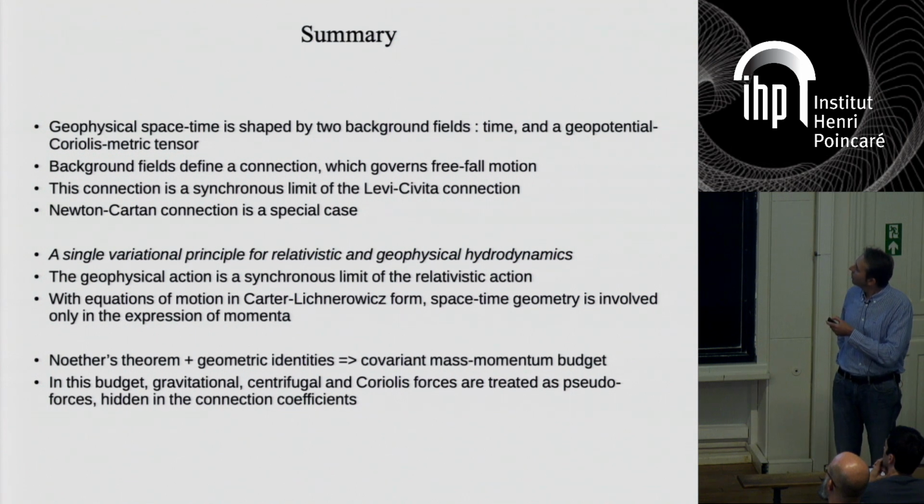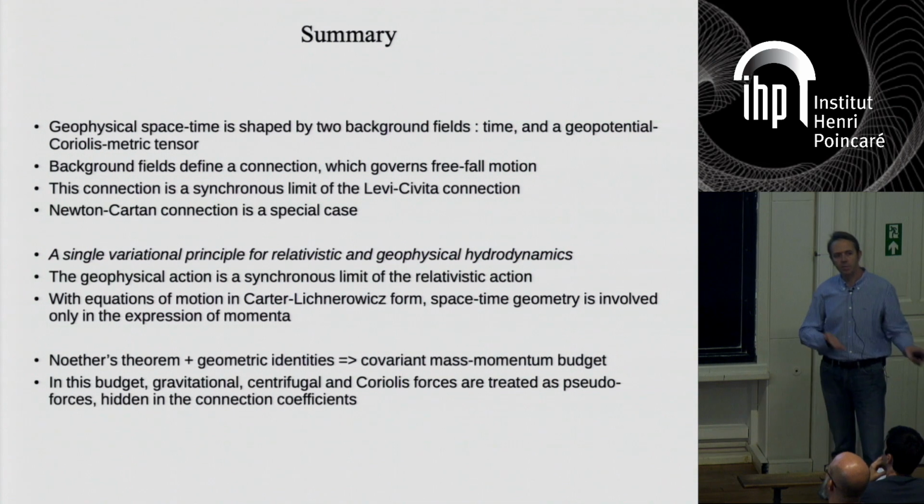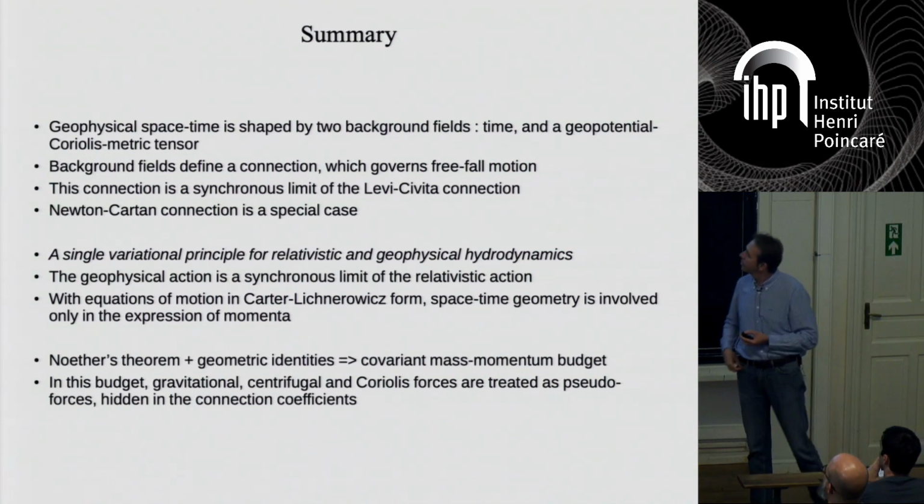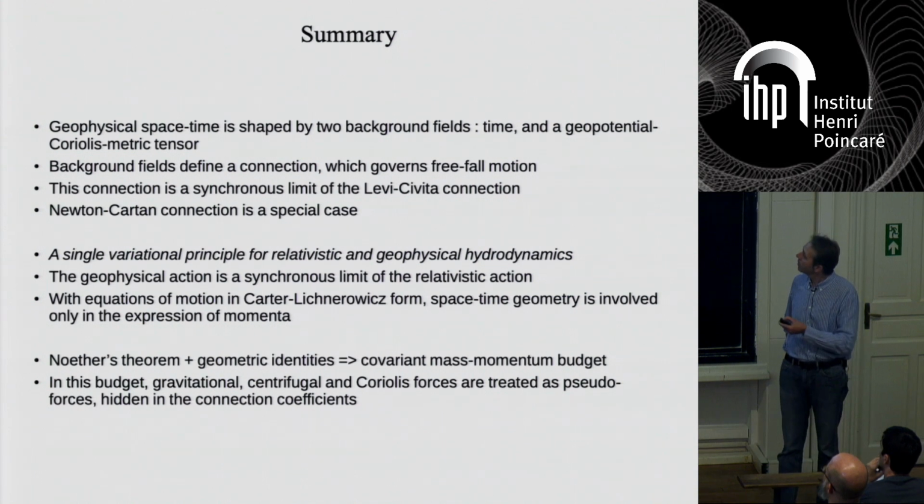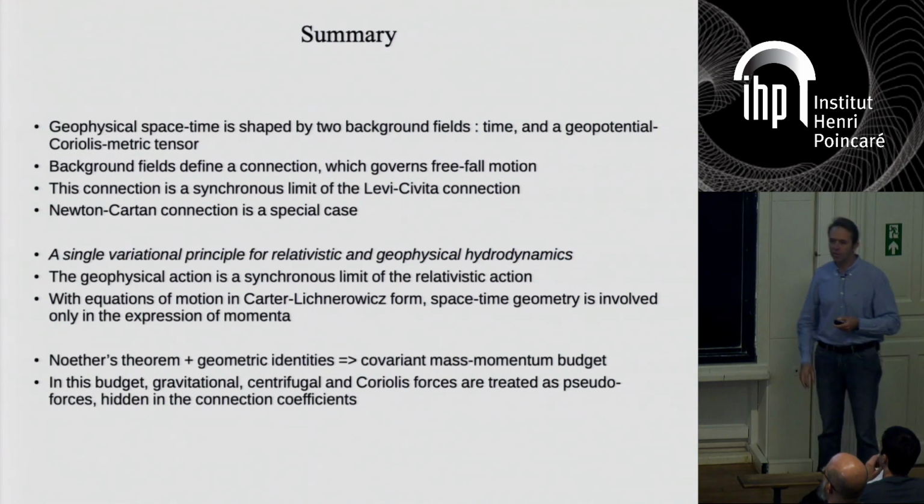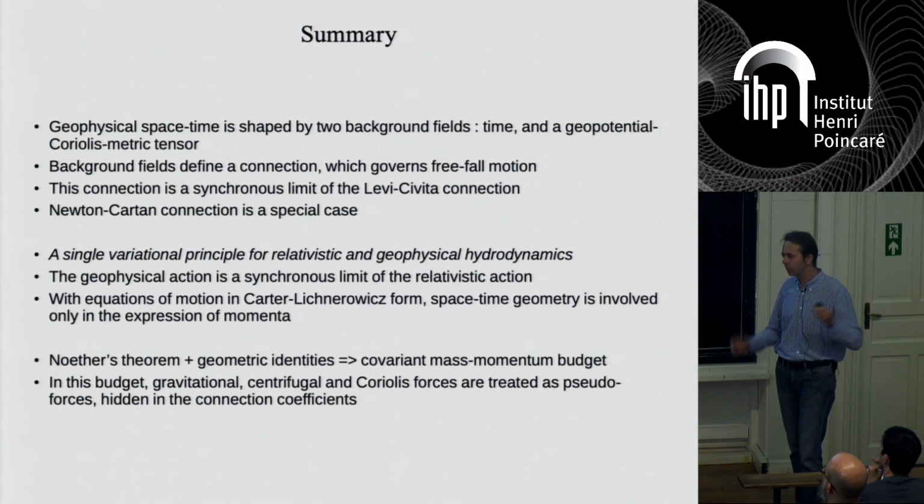Okay, the results. So geophysical spacetime is shaped by two background fields, time and the geopotential Coriolis metric tensor. They define a connection, etc. I've told that before. You can work out a common variational principle for all the different configurations of hydrodynamics so that you can take the limit from one to the other.